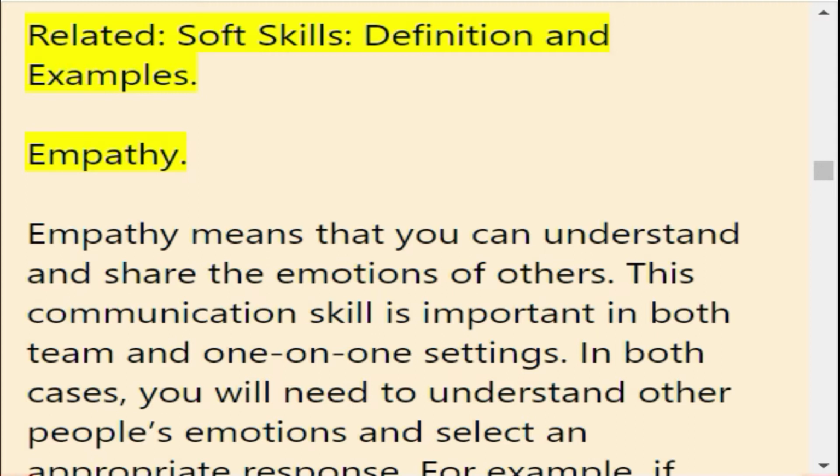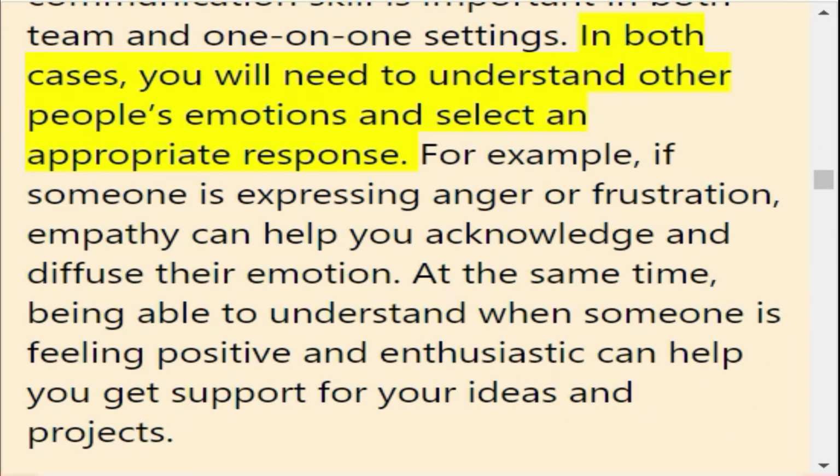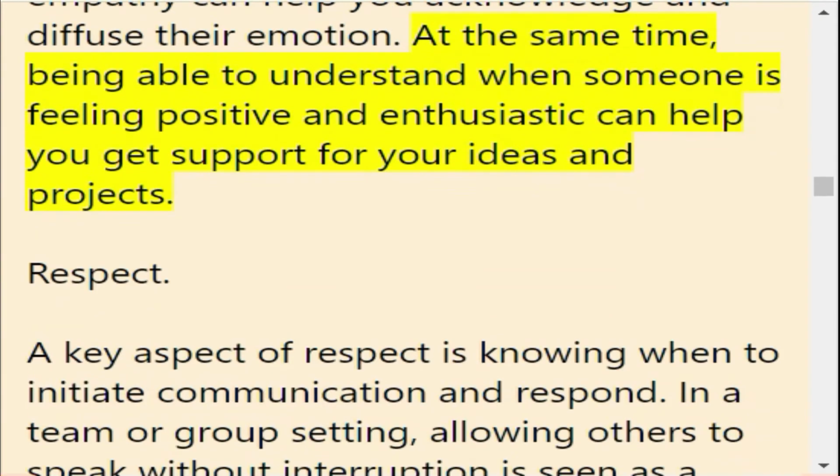Related soft skills, definition and examples. Empathy. Empathy means that you can understand and share the emotions of others. This communication skill is important in both team and one-on-one settings. In both cases, you will need to understand other people's emotions and select an appropriate response. For example, if someone is expressing anger or frustration, empathy can help you acknowledge and diffuse their emotion. At the same time, being able to understand when someone is feeling positive and enthusiastic can help you get support for your ideas and projects.